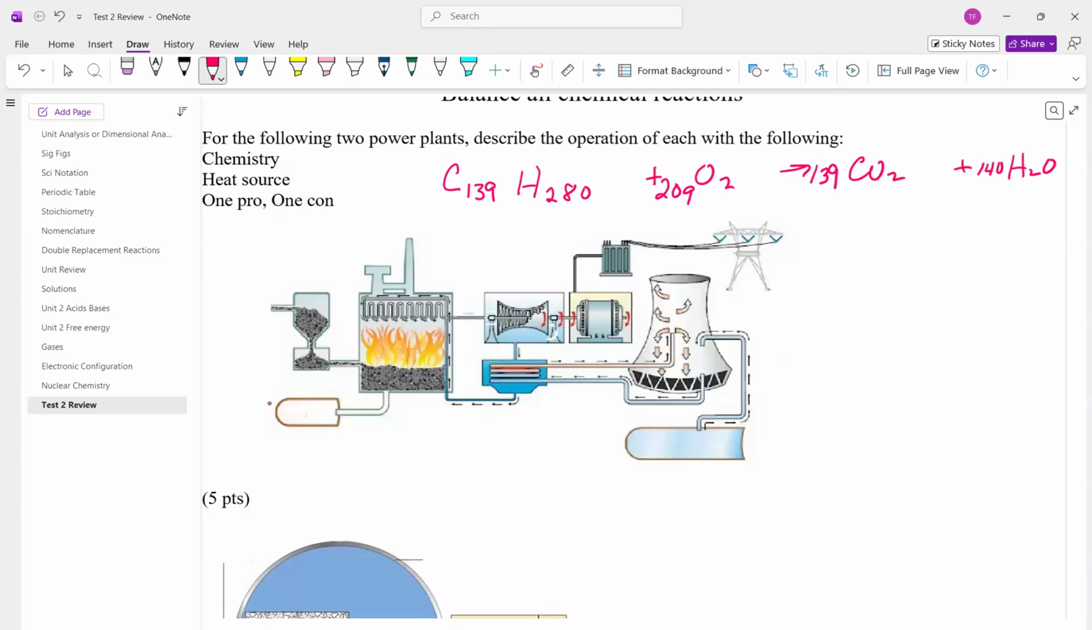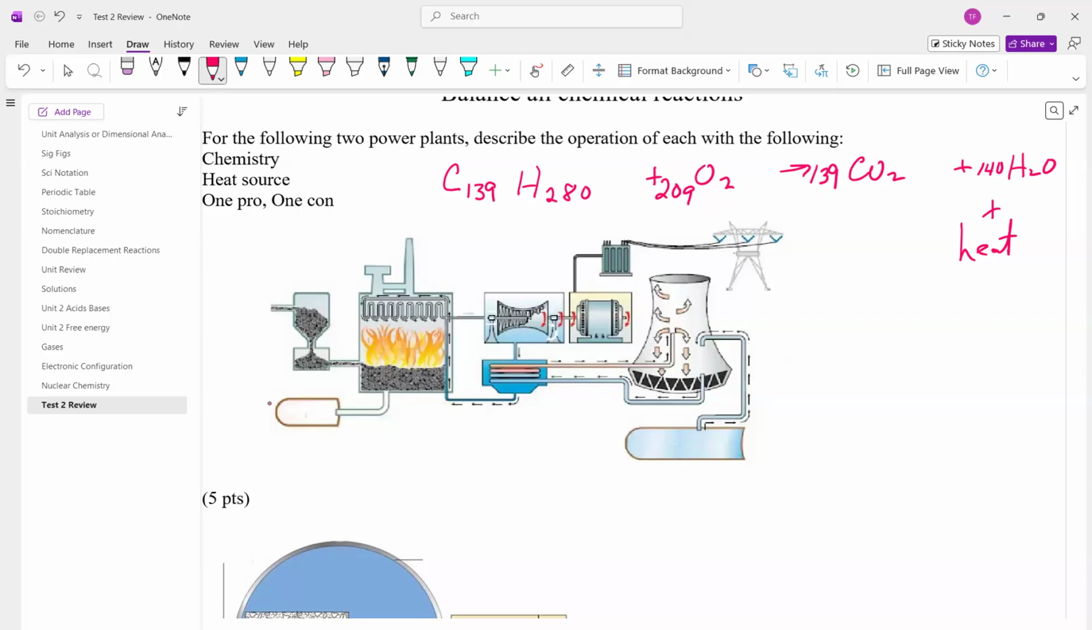And then you always have heat. All right, what's the heat source for a coal-fired plant? Yeah, it can be any of the fossil fuels, but the chemistry is, I use coal. You just say coal's the heat source.